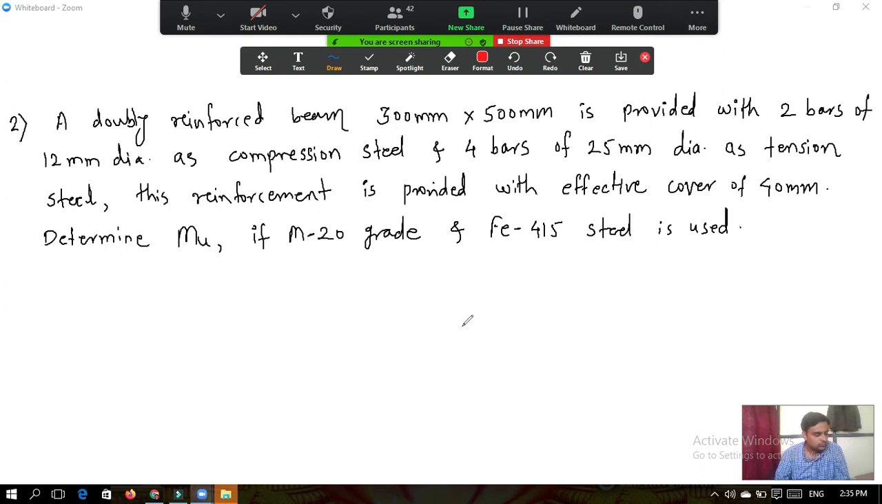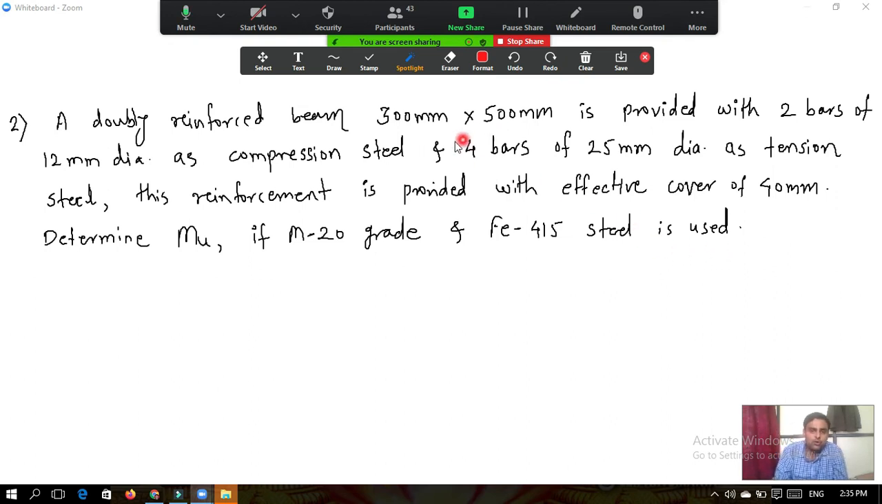Over, sir. Okay. Now see what the problem is. First we will read the problem. A doubly reinforced beam 300 mm by 500 mm. They have given you the dimensions 300 mm by 500 mm. It is provided with 2 bars of 12 mm diameter as compression steel and 4 bars of 25 mm diameter as tension steel. This reinforcement is provided with an effective cover of 40 mm. Determine MU if M20 grade concrete and Fe415 steel is used.